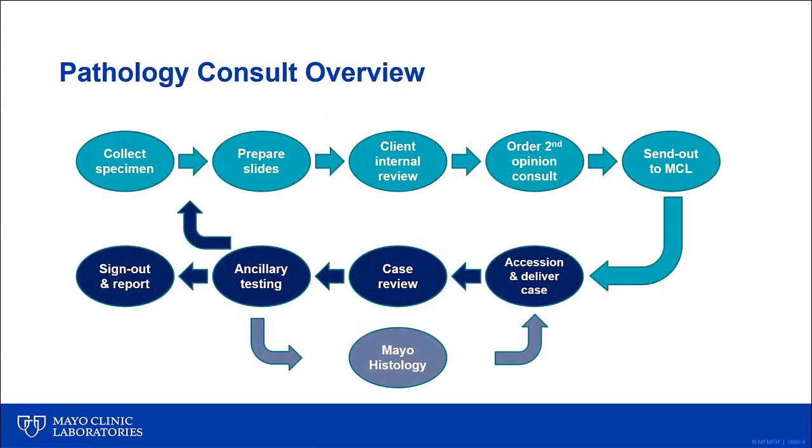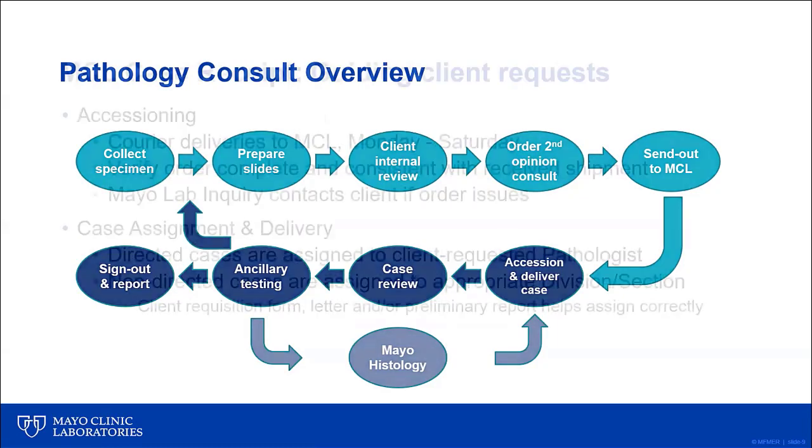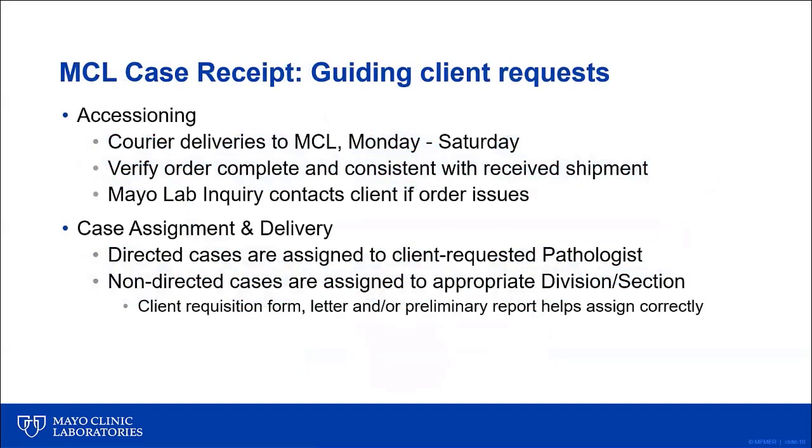This schematic shows the roadmap of a case that comes in for pathology consultation. Starting at the upper left, a client can collect a specimen, prepare slides, review the case internally, and order the secondary consult. Send the case to Mayo Clinic Laboratories, where we accession, deliver the case to one of our experts who reviews the case, may or may not elect to perform ancillary testing, and ultimately sign out and report the results. Let's dig a little deeper.